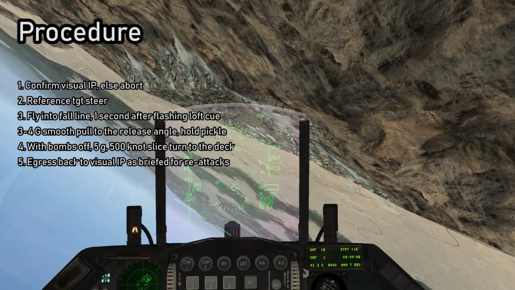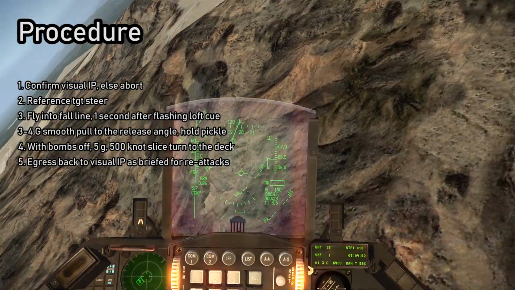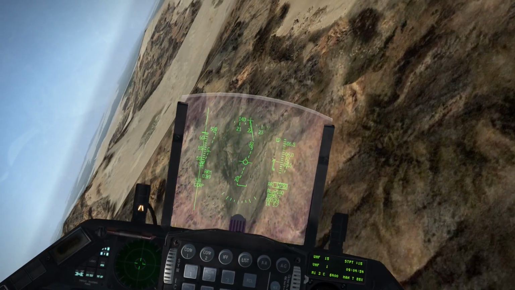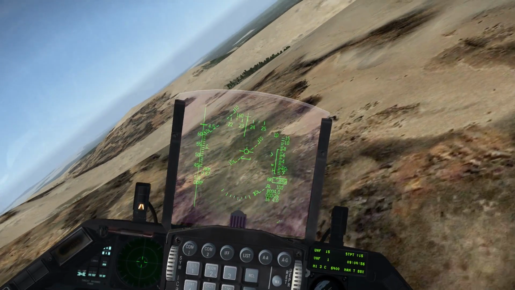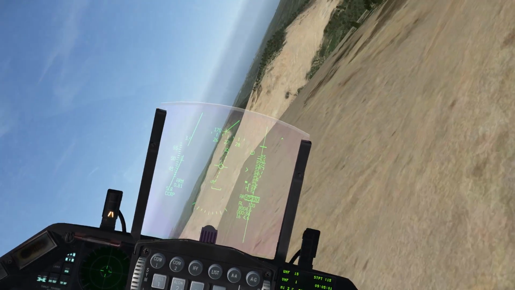Keep in mind 5.5 Gs for a Cat 3 configuration, which was with bombs. You also want to check that you're not overspeeding, so anything above 550 knots is going to be an overspeed situation. You may have to deploy brakes, and you'll have to carefully manage your throttle.